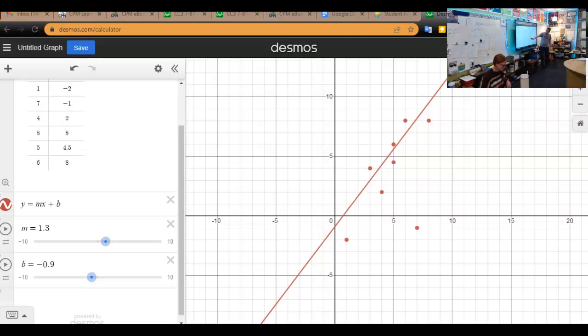And then again, slope triangle, right? Delta y, delta x, and then double check, do we have a B value? If so, we need to include it in the equation.